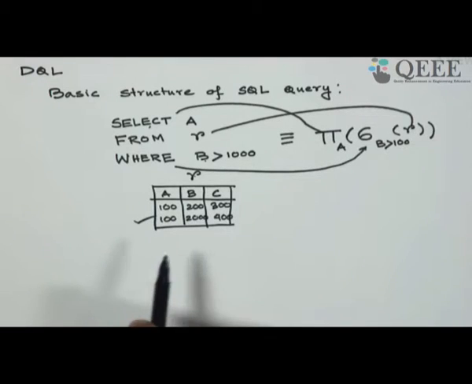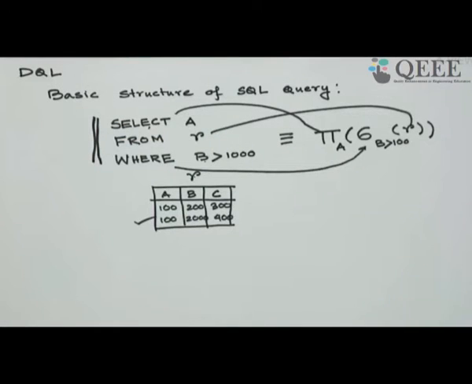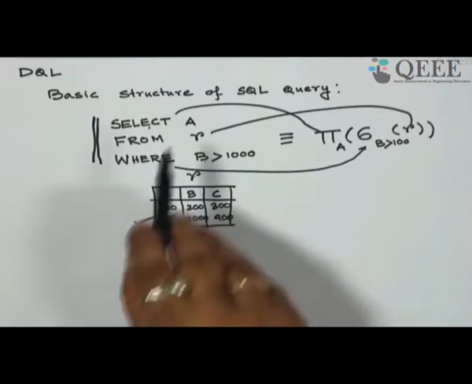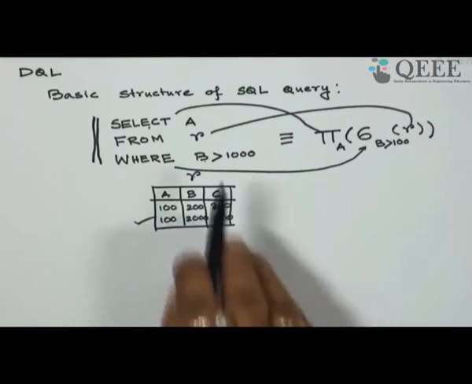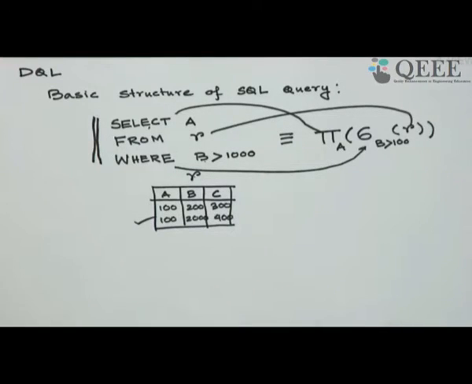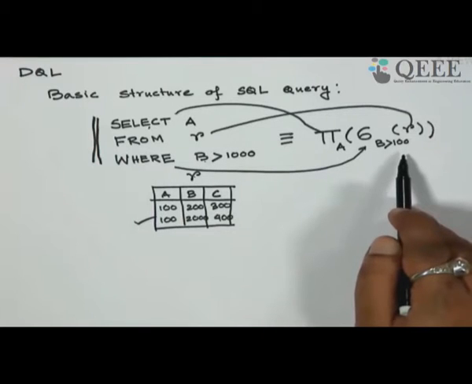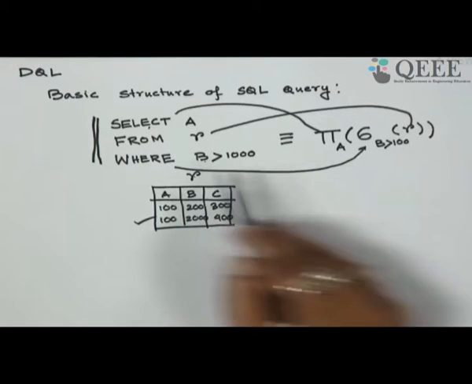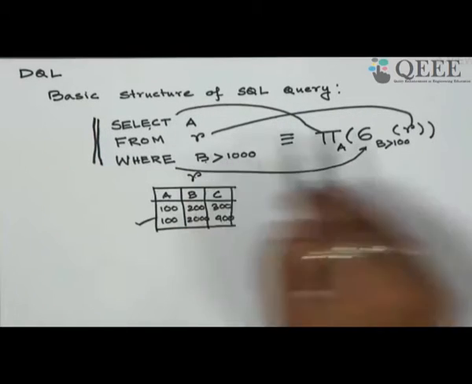So this is the basic SQL query. Remember it carefully, it is very simple. Select the attribute from R, the table, where B greater than 1000, the selection clause. So this is equivalent to this relational algebra expression, where goes to sigma, select goes to pi, from goes to R.